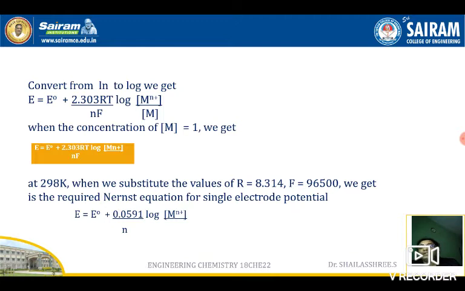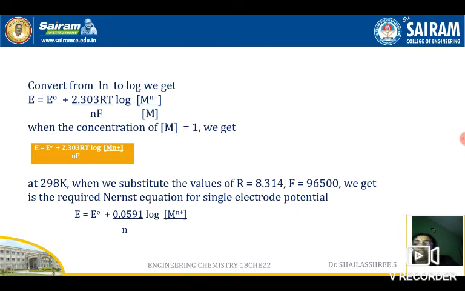And at 298 K, when we substitute the values of R, the gas constant 8.314, and Faraday's constant 96,500, we get the final form of the Nernst equation, that is E is equal to E naught plus 0.0591 by n into log of Mn+. This is our required Nernst equation, which relates the potential E with the concentration of the metal ions, that is Mn+.